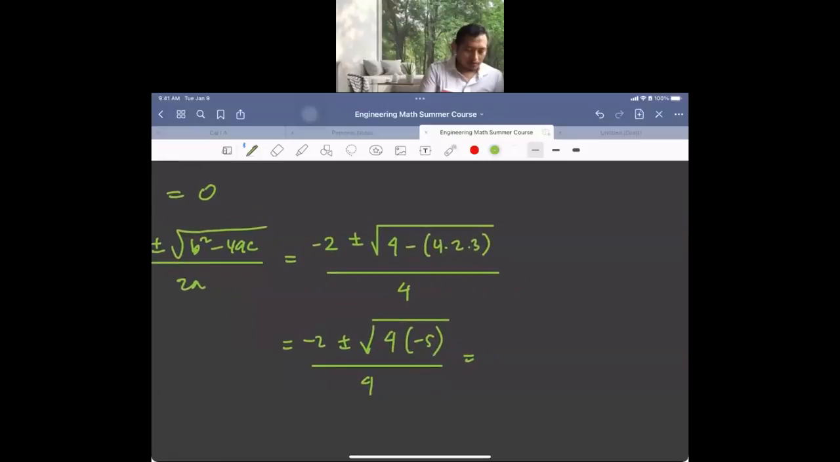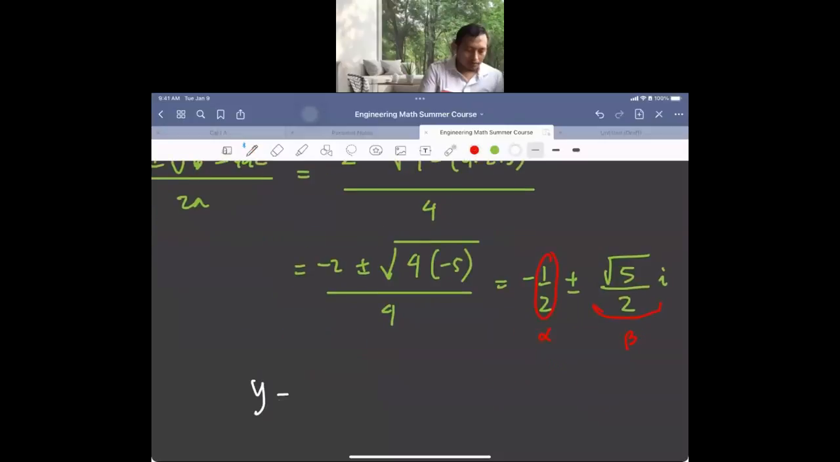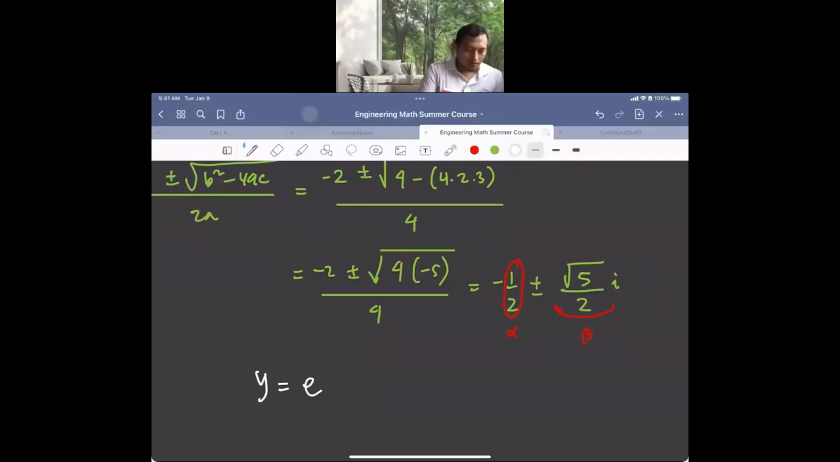So this will be divided by 4. Okay, I think we can write negative half plus minus, divided by 2, square root of 5 i, right? Now, since we have the imaginary number, we know that this is the alpha, this is the beta, right? Then we can write the solution.